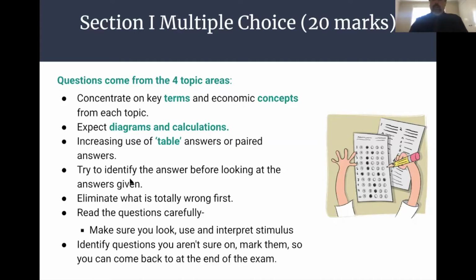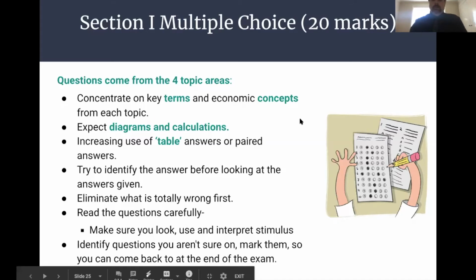Try to identify the answers before looking at the answers given. So read the question carefully, think, okay, I understand that term or that concept, then start looking for the answers. The other technique is that typically you should be able to identify 1 and even 2 answers that are just totally wrong. Mathematically, if you eliminate those 2 answers, you're looking at 2 answers that are possibly left, and that's giving you a 50% chance, as opposed to a 25% chance of getting that question right. Make sure you look at the stimulus and use the stimulus. It's obviously there for a reason.